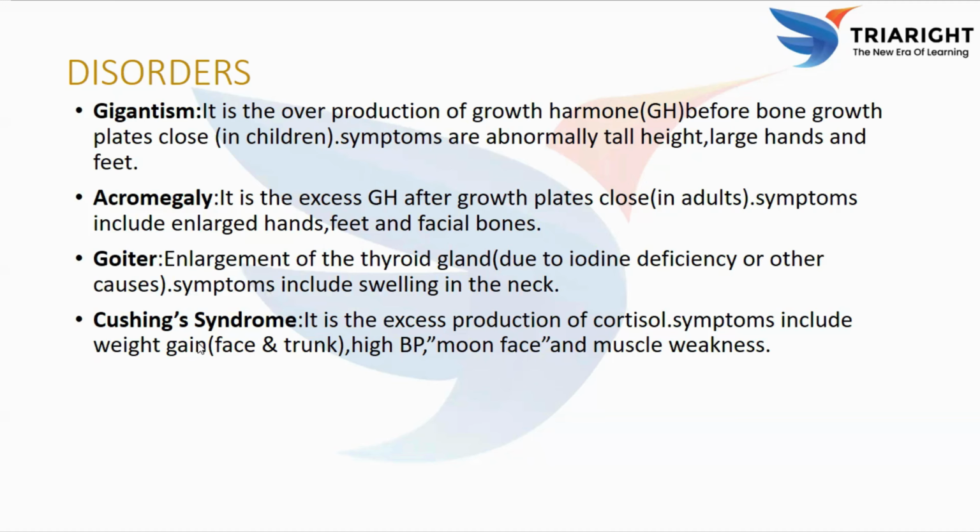Next to goiter, it's Cushing syndrome. So what is Cushing syndrome? It is a condition where excess production of cortisol takes place. What is cortisol? It's a hormone made by the adrenal glands. So what are the symptoms of Cushing syndrome? You can experience weight gain, especially around the face and trunk area.